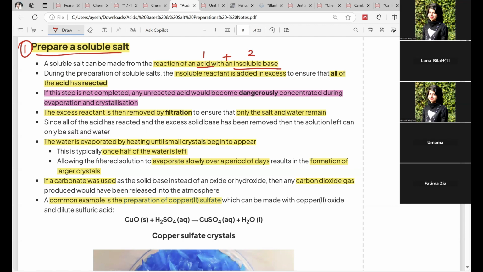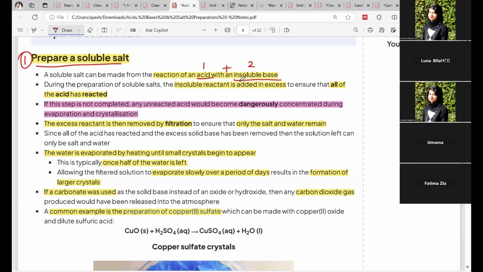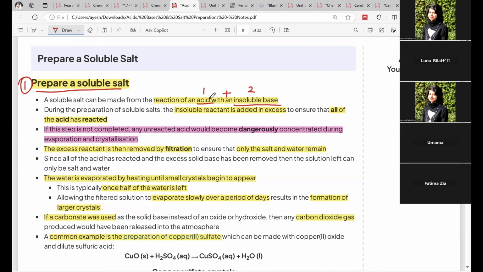Because the base is insoluble, insoluble doesn't mean that it is unreactive. Maybe someone will have this question in mind: if it is insoluble, how will it dissolve with acid? It is not dissolving with acid, it is reacting with acid. Insoluble means it is not dissolving, but the insoluble base's outer layer will easily give out OH negatives that will go and react with acid. The acid will give H positive. This base can give OH negatives, so they can easily react with each other.